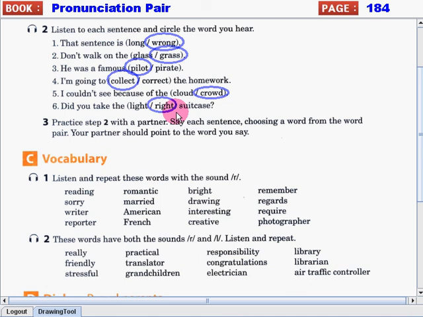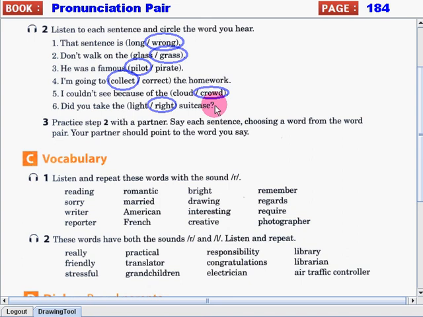Wow, you did great. Now that we already have the answers with us, let's try to read the following sentences again, but now using the correct answers. Let's start with number 1. That sentence is wrong. Don't walk on the grass. He was a famous pilot. I'm going to collect the homework. I couldn't see because of the crowd. Did you take the right suitcase?